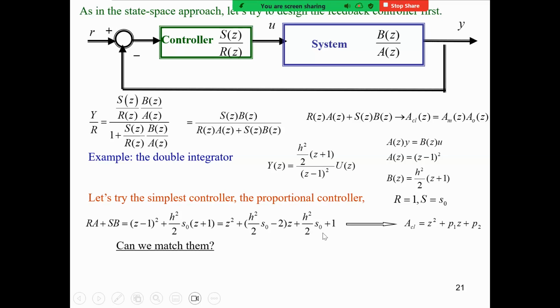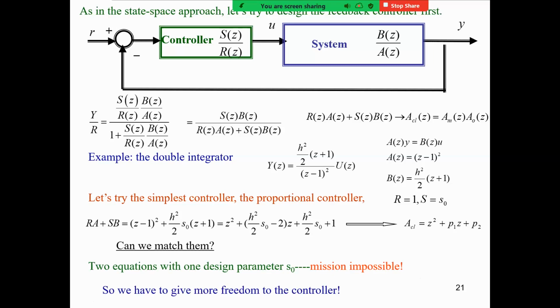How many design parameters do I have? We have one. How many equations are we going to solve? Normally, are you going to have a solution? You have one design parameter, you want to satisfy two equations, right? Normally impossible, impossible. The reason is that we don't have enough freedom, right? We only have one design parameter. We need more design parameters.